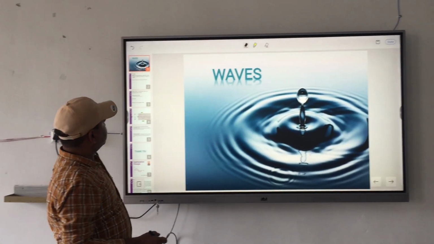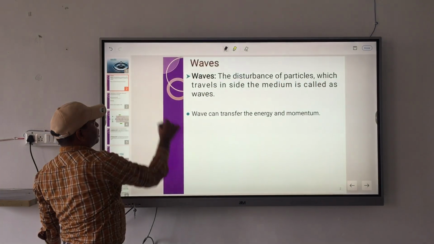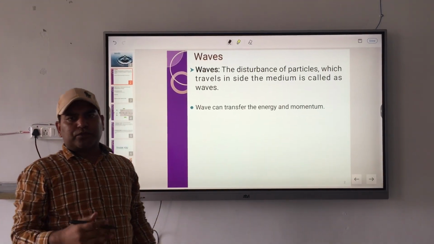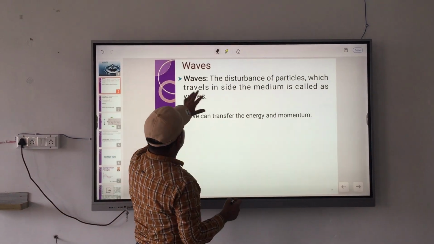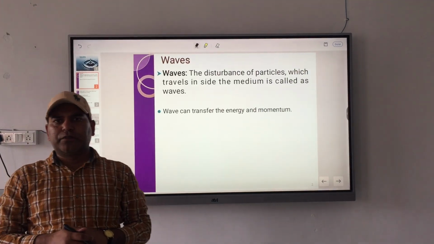So what are waves? Inside this we will study the definition of waves, how these waves are created, and how they form. First of all we should know about waves. Waves are the disturbance of the particles inside the medium.